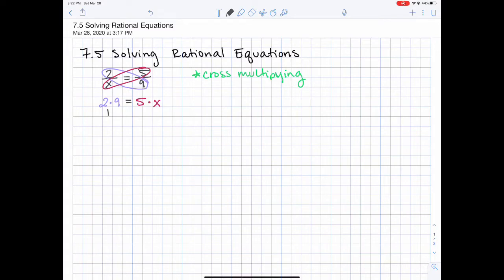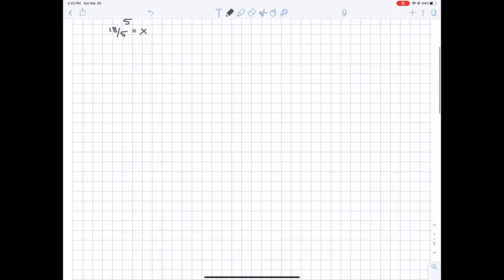So this one ends up being 18 is equal to 5x. Divide both sides by 5. 18 over 5 is equal to x. So that actually is solving a rational equation. But because it's algebra 2, we want to step it up a little bit. We're going to start looking at a little bit more difficult ones. So let's start with example 1.